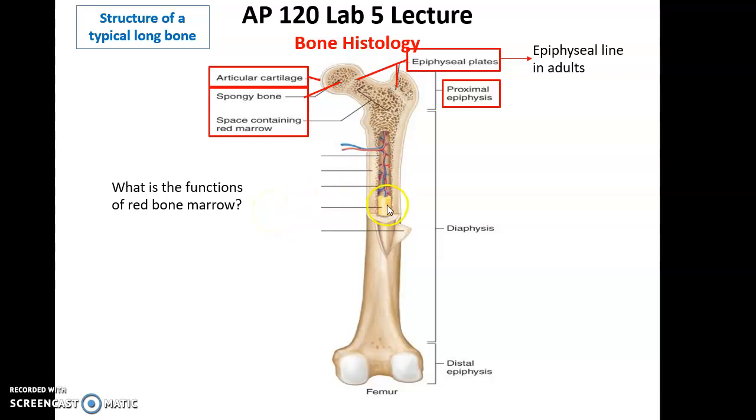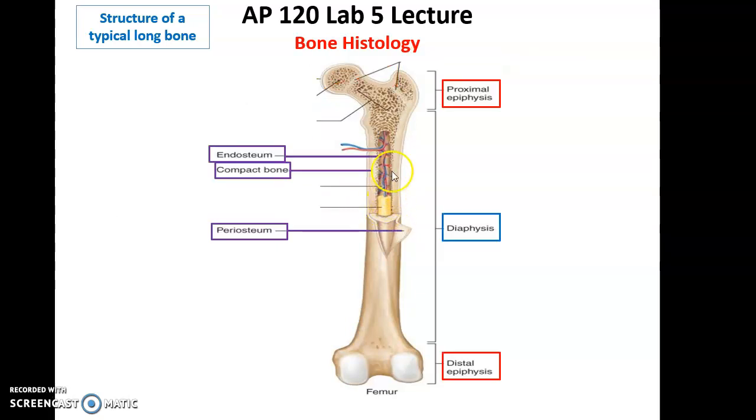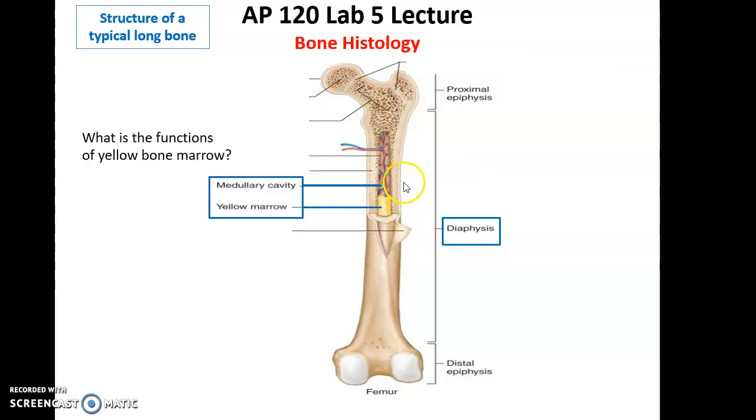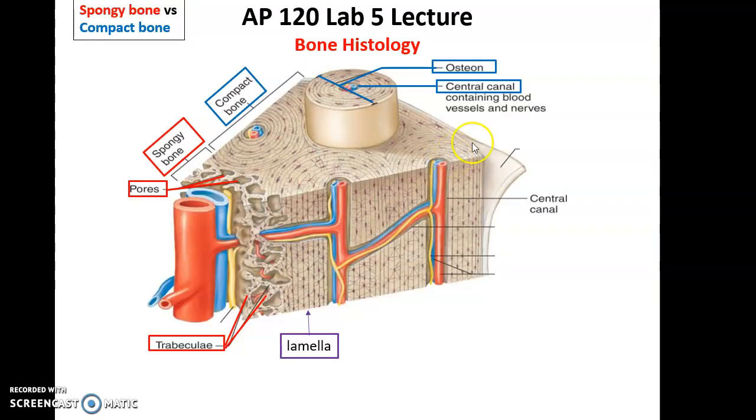Here we also see yellow bone marrow found in the medullary cavity of the diaphysis. So medullary cavity, yellow bone marrow in the diaphysis. And yellow bone marrow is where we store lipids, fats, so it's energy storage. And this is a wedge of bone from the diaphysis, so we can see up close. This is all compact bone on the outside, some spongy bone on the inside.